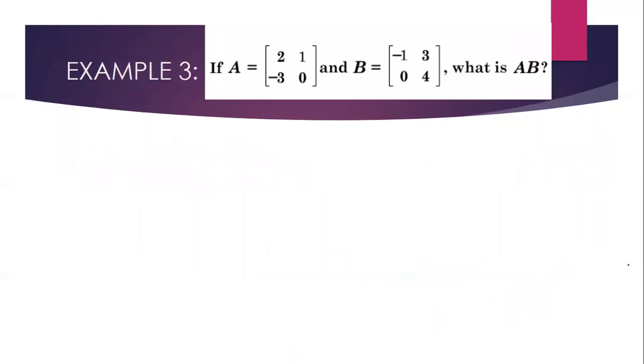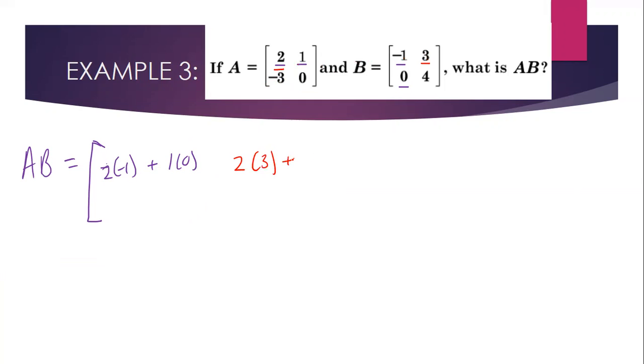All right, let's apply some numbers. We have matrix A times matrix B, and we're going to follow the pattern. So we have 2 times negative 1, plus 1 times 0. That's our first element. I completed one row times one column. That's an element. Now we're going to do the next one, which is 2 times 3 plus 1 times 4. That's another row times column completed.